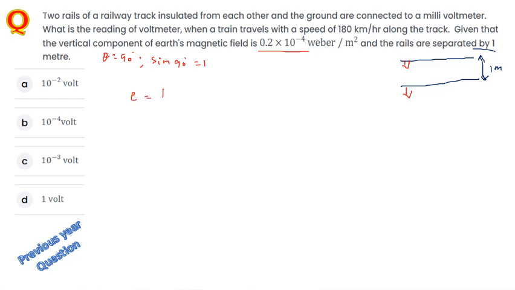From this, E is equal to B L V sin theta, and theta is 90, so sin theta is 1. So the B value here is 0.2 into 10 power minus 4, the L value is 1, and the velocity given is 18 kilometers per hour. Convert the kilometer to 1000 meters, and per hour to 3600 seconds. Now we just cancel here.